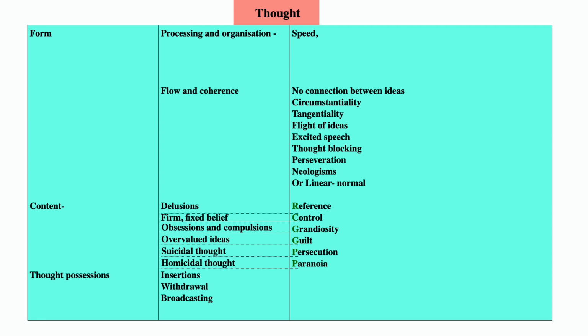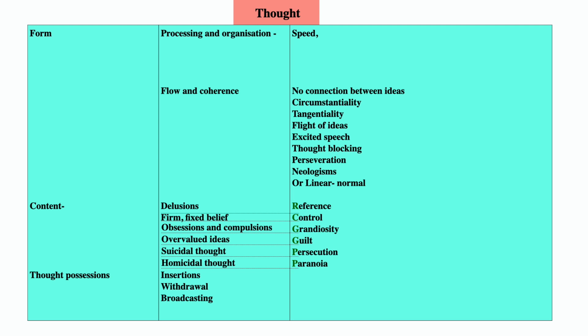Accidental connections can happen, and there's excited speech that wanders off the point. Then you can have thought blocking, which is sudden cessation of thought, typically in mid-sentence, and perseveration, in which they keep on repeating a particular response, phrase, word or gesture, and neologisms, which are new words that the patient has made up. So this all comes under the thought form.